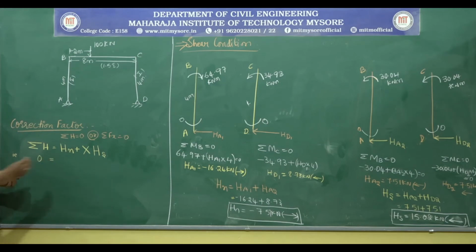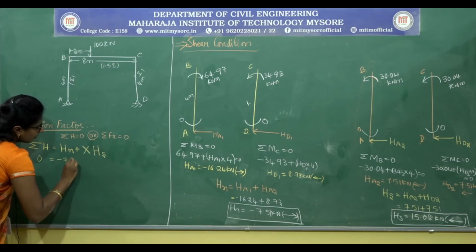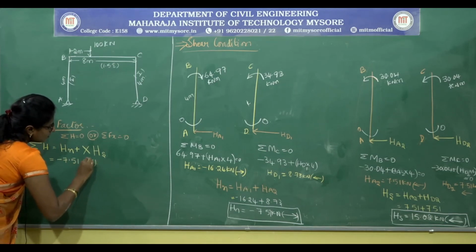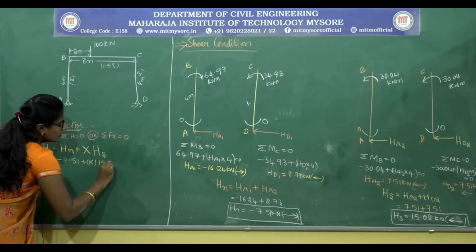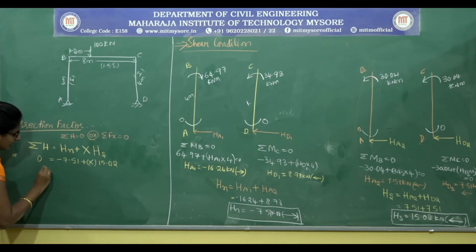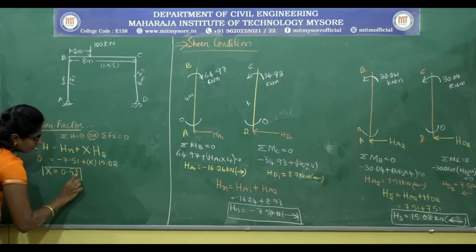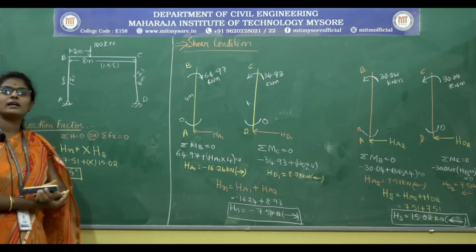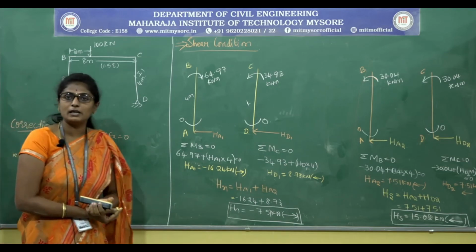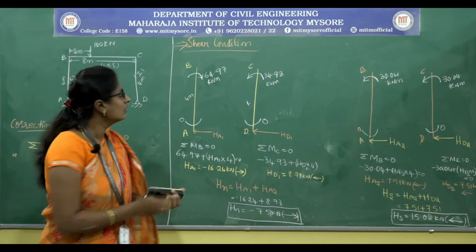Okay. So in this particular problem, what is Hn? It is minus 7.51 plus Hx is to be calculated, and what is HS? It is 15.02. Therefore, by simplification we get the value of x as 0.5. So this is the correction factor to be considered to calculate the final end moments by considering both the moments without sway and the moments with sway.